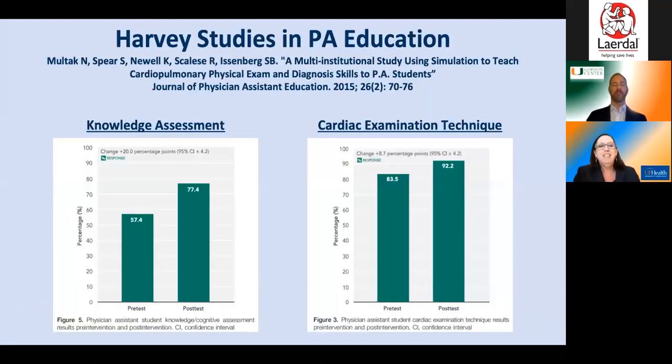Next slide, please. And about 10 years ago, 4 PA programs embarked on a multi-institutional study to use simulation to teach cardiopulmonary exam and diagnosis skills to PA students. And I will just refer you to these tables here. If you take a look at knowledge assessment, you see the 20 percentage point rise in a pre-test and a post-test setting. And in the cardiac exam technique, we found an increase. We also found we were doing a pretty robust job training the skills themselves. And next slide, please.